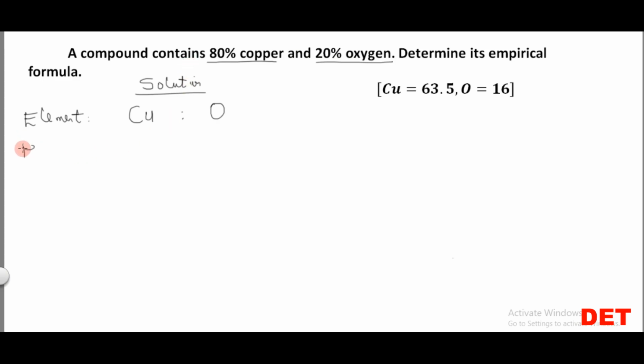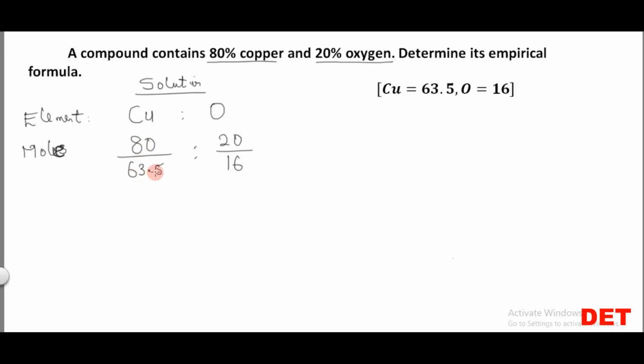Then the next thing I will do is to look for the number of moles. So mole is equal to reacting mass over molar mass. Our reacting mass here is the 80% of copper, over the molar mass, which is the relative atomic mass of copper, 63.5. The mole of oxygen present in this compound is 20% divided by the relative atomic mass of oxygen, which is 16.